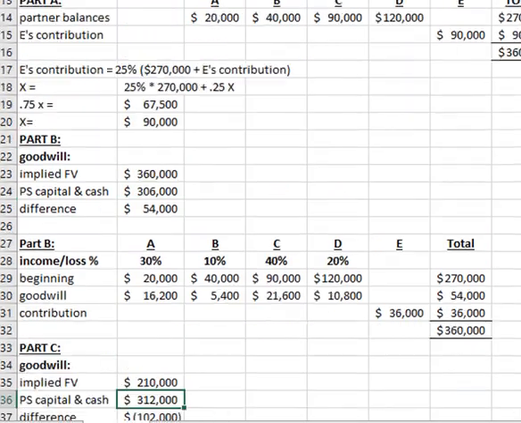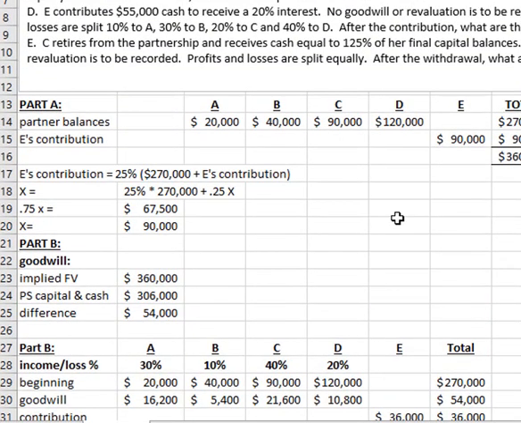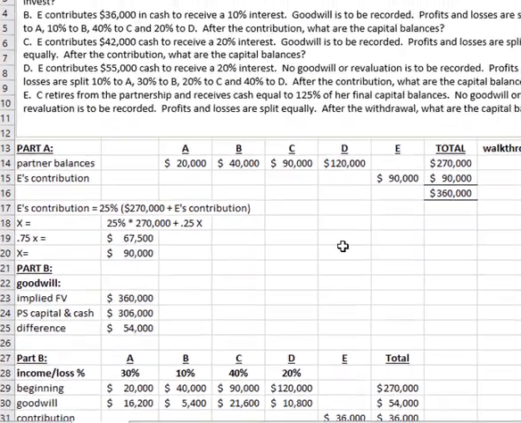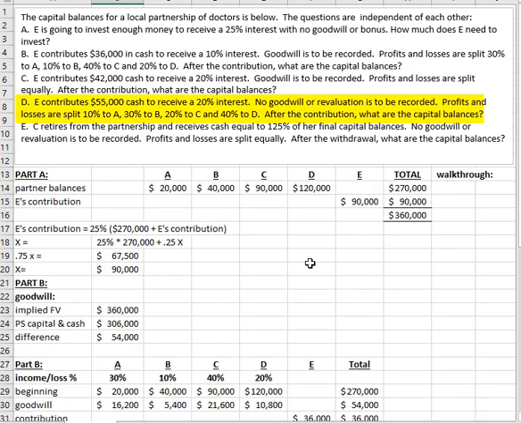Okay, let's work on part D. E is going to contribute cash and get 20% interest. There's no goodwill or revaluation. We've got a profit split here. After the contribution, what are the capital balances? Okay, let's set that up.